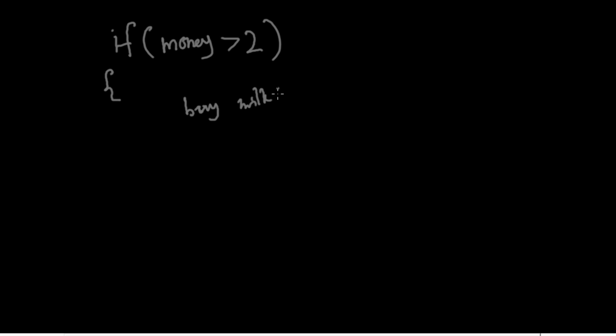Now remember the scenario I was talking about, if you have enough money to buy milk. Let's write that piece of code. If your money is more than, let's say, $2, then the next step will be buy milk. Else, you don't buy milk.